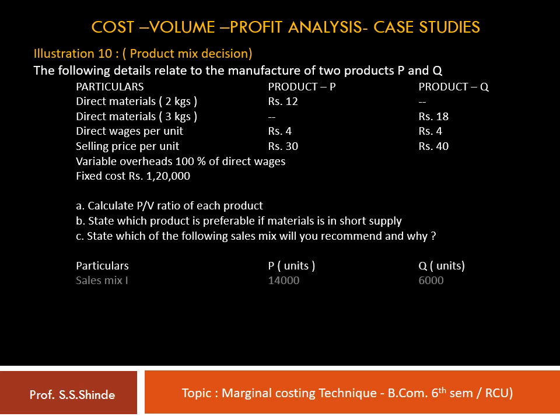Now the first sales mix involves production of 14,000 units of product P and 6,000 units of product Q. Sales mix 2 is 10,000 units of product P and 10,000 units of product Q respectively, and sales mix 3 is 8,000 units of product P and 12,000 units of product Q respectively.